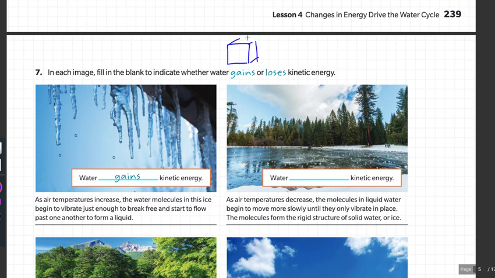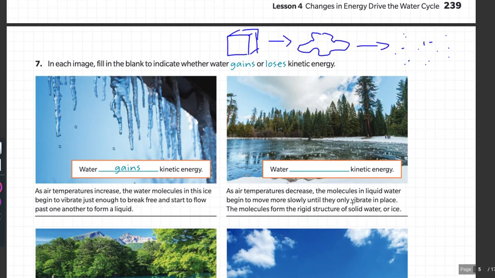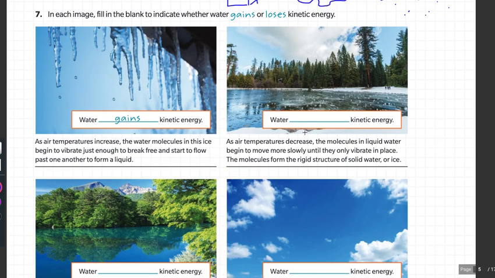This does not have a lot of kinetic energy because it's not moving very much. And then you'd have liquids, with more kinetic energy. The molecules are moving around. Then you'd have water as a gas. So you can use this key to help you with these.